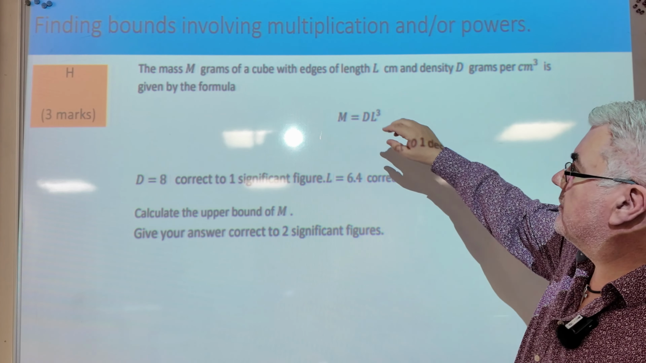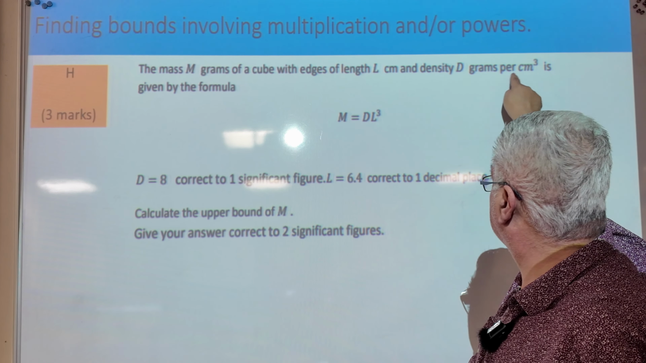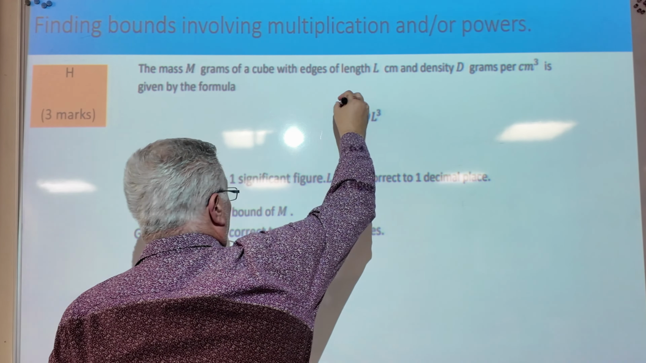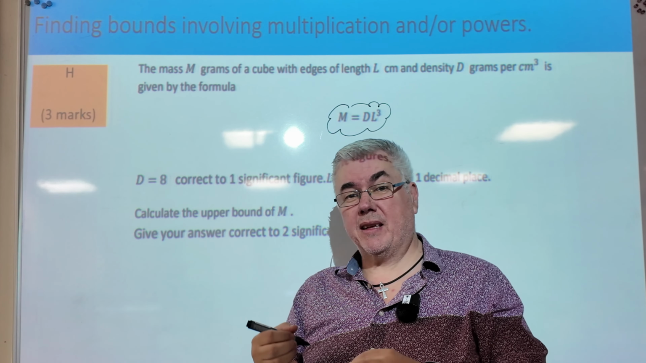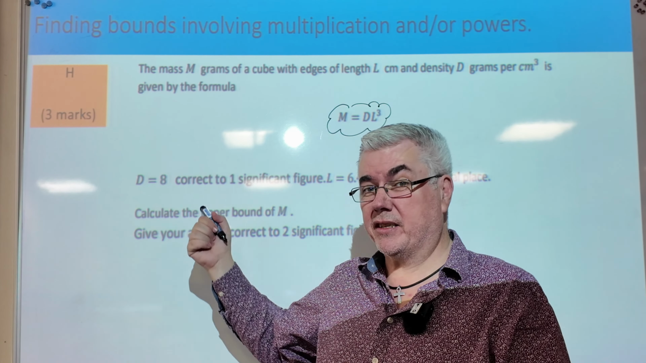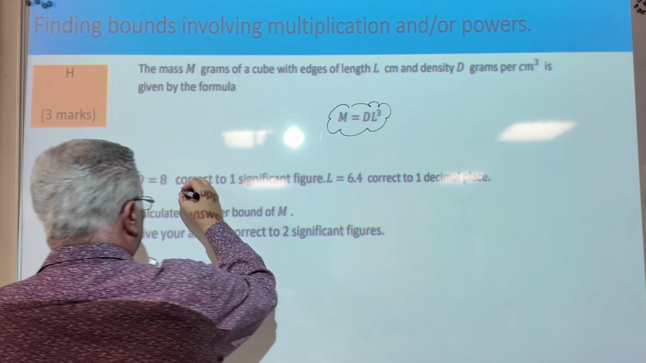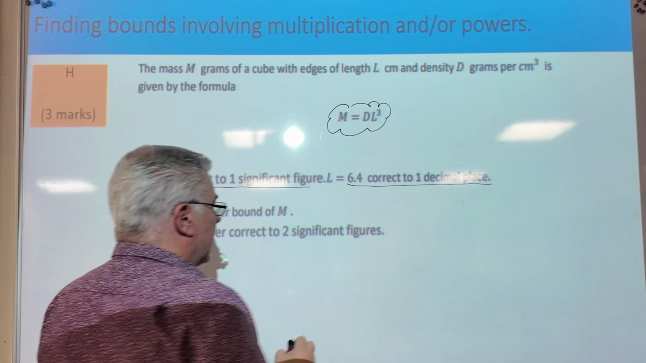The mass m grams of a cube with edges of length L centimetres and density D grams per centimetre cubed is given by the formula. So they've just given us a formula. They've not asked us to do anything with it. We don't even need to understand what this formula means, I don't think. We'll carry on reading. D equals 8, correct to one significant figure. L equals 6.4, correct to one decimal place.